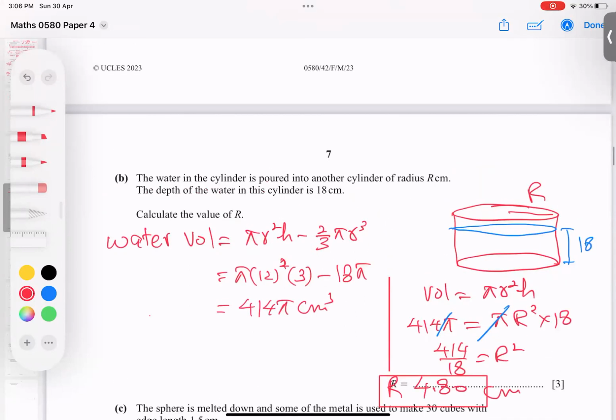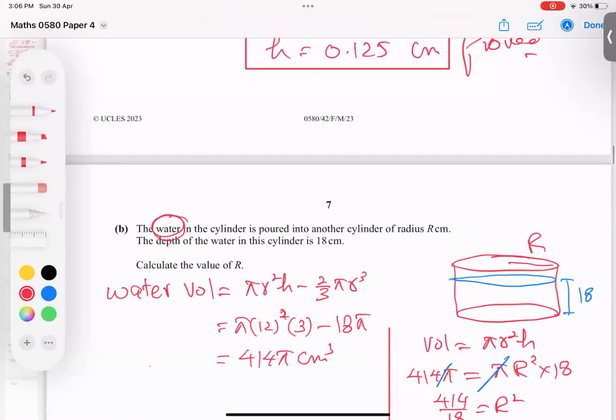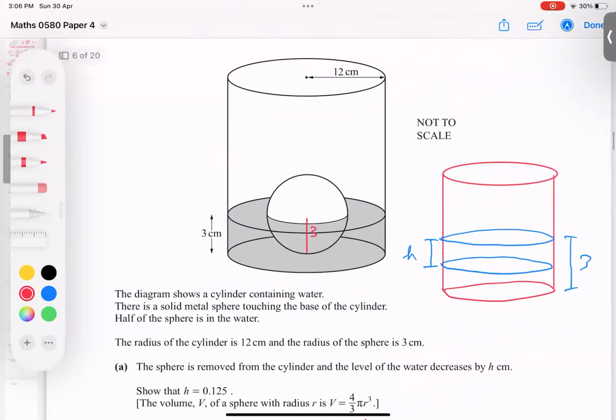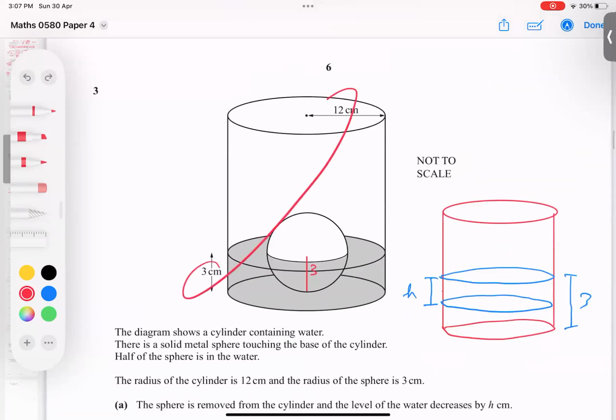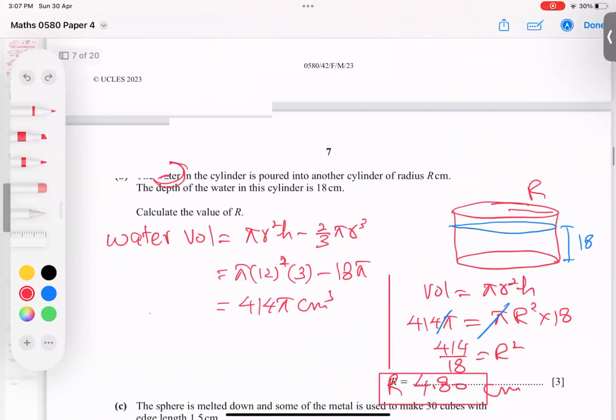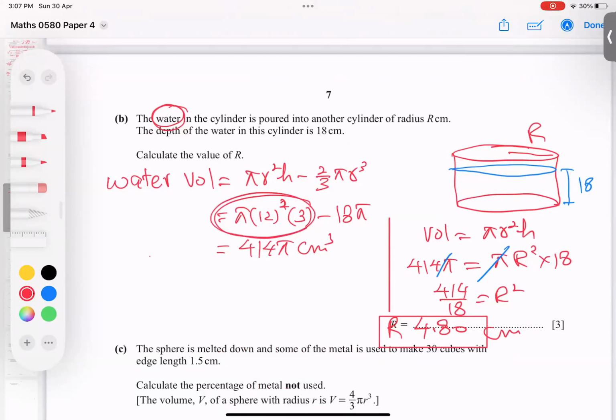I just repeat again, because some students get confused in this question. The water in the cylinder is poured into another cylinder. So first of all, you must know how to get the water. The height of the water is mentioned here as 3, and subtract the hemisphere. The hemisphere volume I got is 18 pi, and with this 3 height and radius, pi r squared into h is subtracted. I hope you got the idea. And this volume I kept here. So I think game is over.